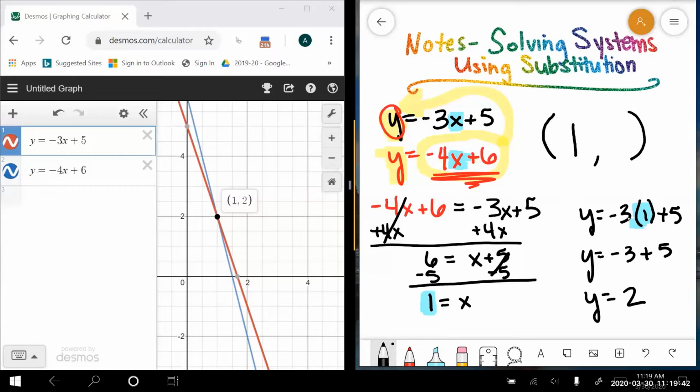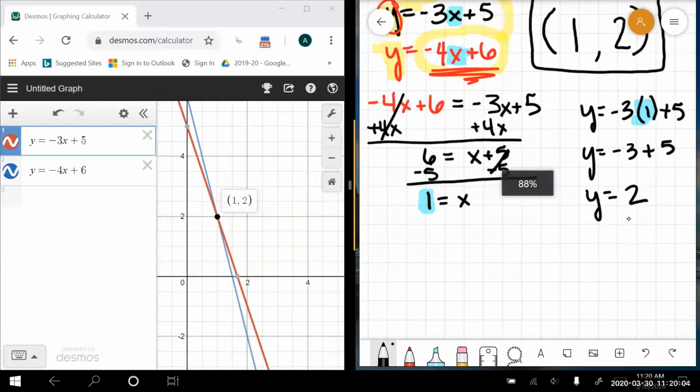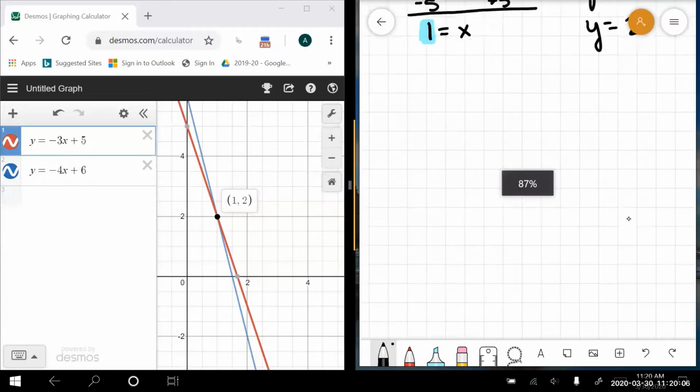And so now I have my y value, which I can fill in here, and I have my solution. And we know we're correct because we've got the graph to the left, but we can also prove we're correct by substituting our solution into both of those equations. So let's see what that looks like, just to make sure we're all on the same page.